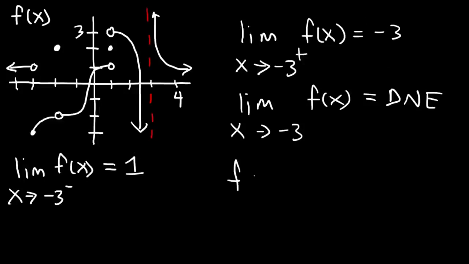Now what about f of negative 3? What is the value of the function when x is negative 3? To find it, identify the closed circle which has a y value of negative 3. So this is it.